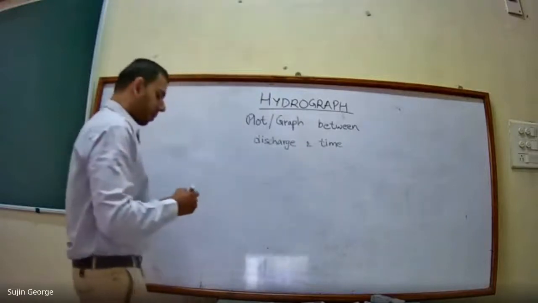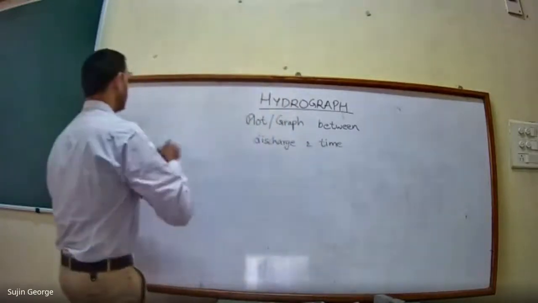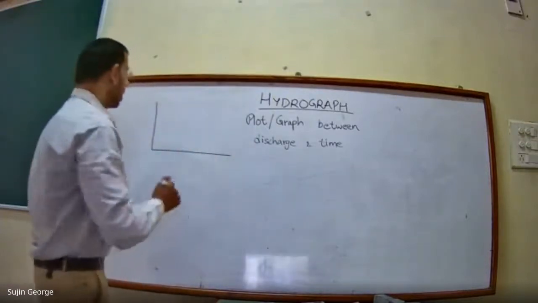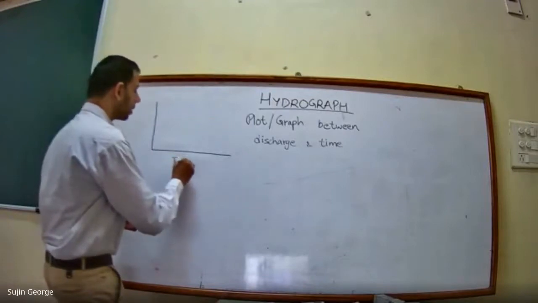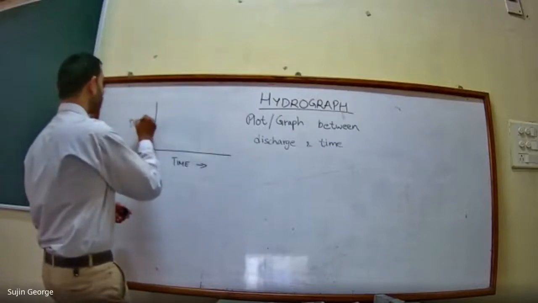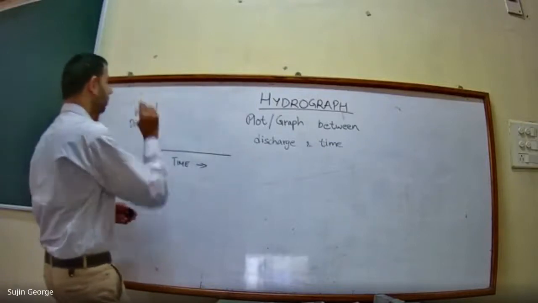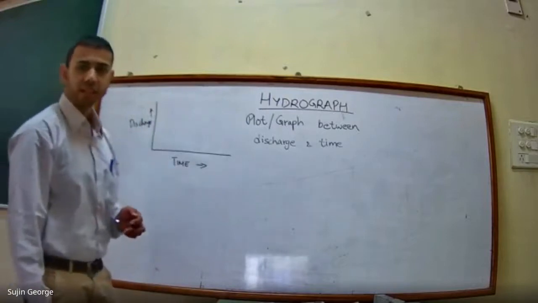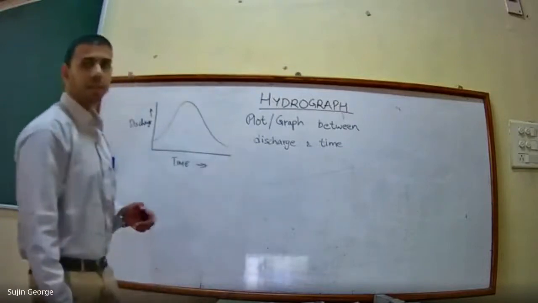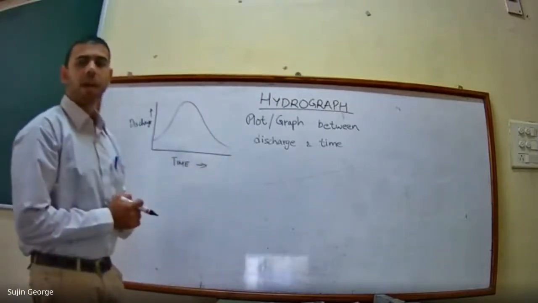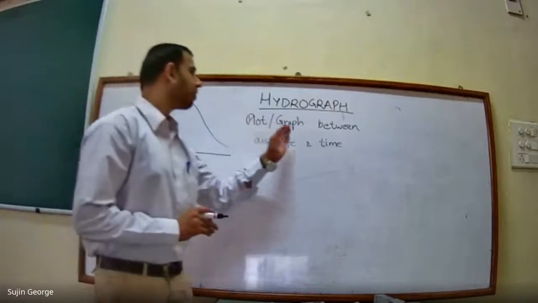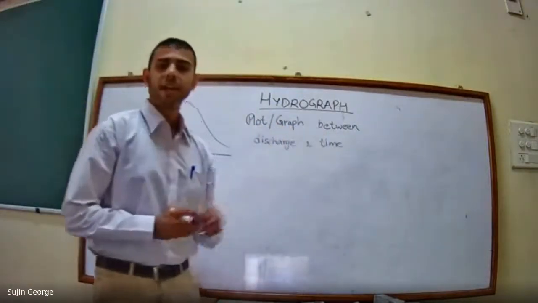Means, for example, if this is a graph, then time will be on the x-axis and discharge will be on the y-axis. Discharge will be on the y-axis, and this hydrograph can be plotted as this kind of a curve. So hydrograph is nothing but a graph, a plot between discharge and time.